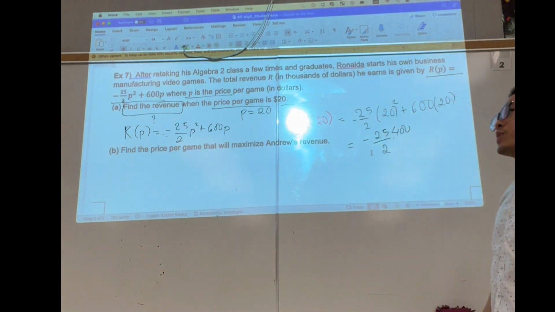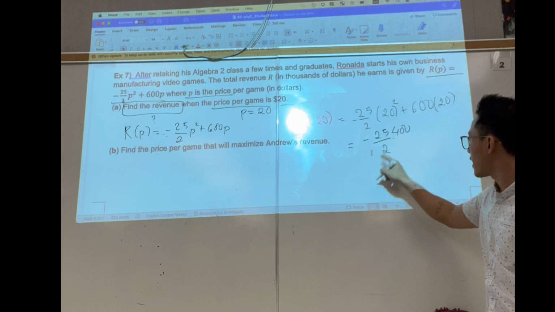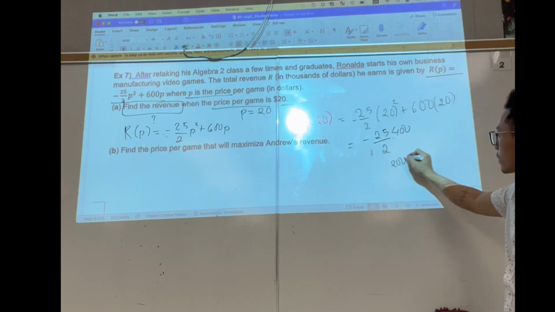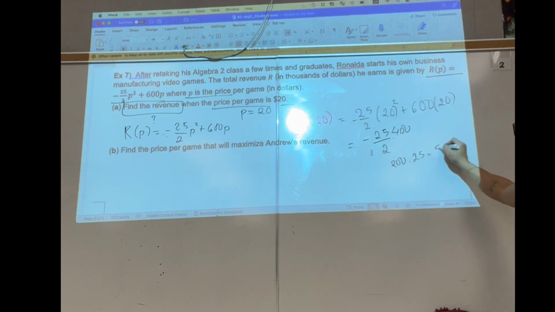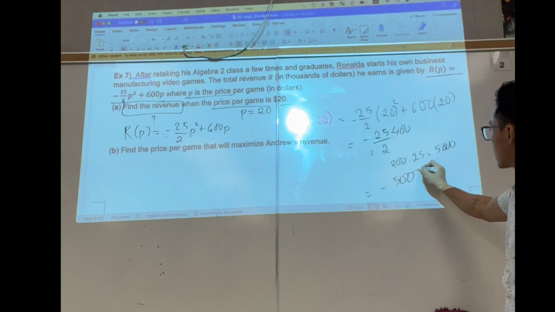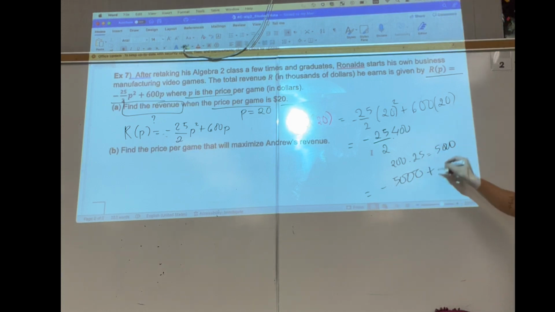Oh, divided by 2. It's good. 400 divided by 2 is 200. 200 times 25 is 5,000, right? So negative 5,000 plus what is 600 times 20? 6 times 2 is 12. How many zeros? 1, 2, 3. This is 7,000.